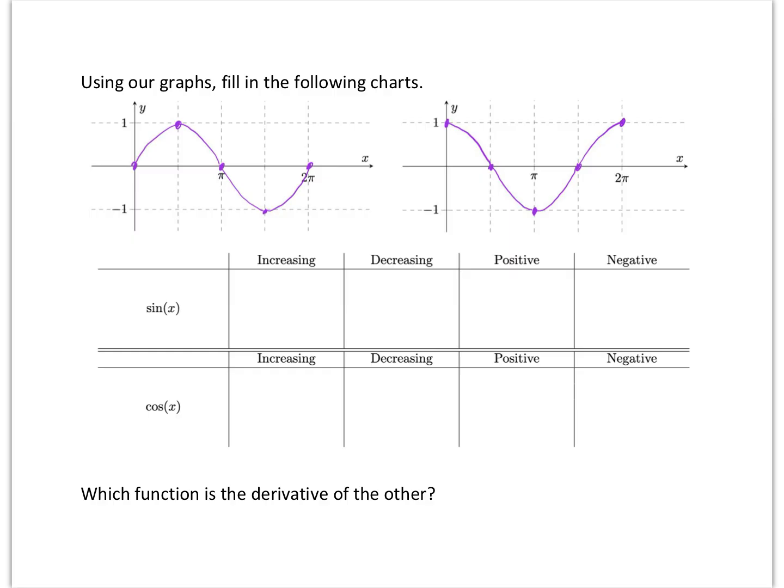Okay, so let's just look at sine, which is this graph on the left here. Where is the sine function increasing? That would be from 0 to here, which is pi over 2. Okay, and then it's decreasing from pi over 2 to 3 pi over 2, but it's increasing from 3 pi over 2 to 2 pi. So it's increasing again from 3 pi over 2 to 2 pi. And it is decreasing between pi over 2 and 3 pi over 2.